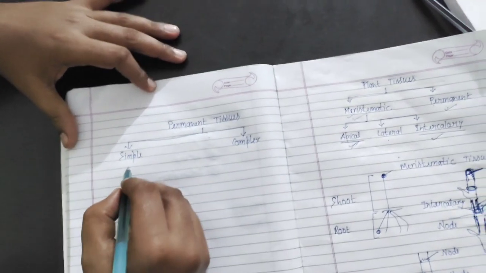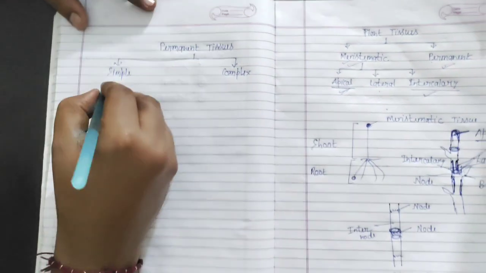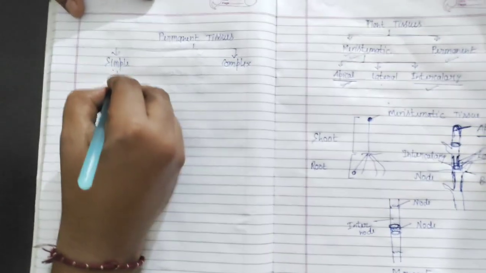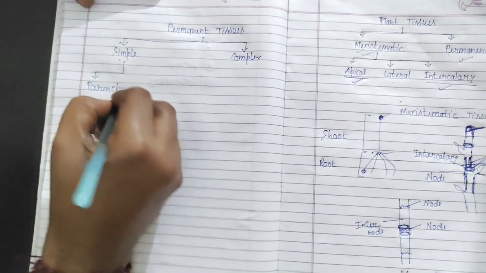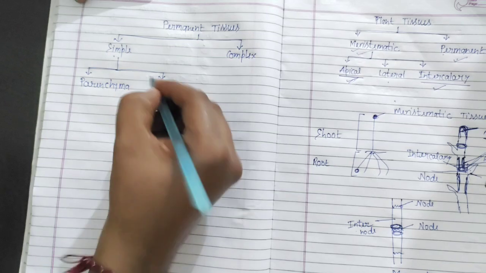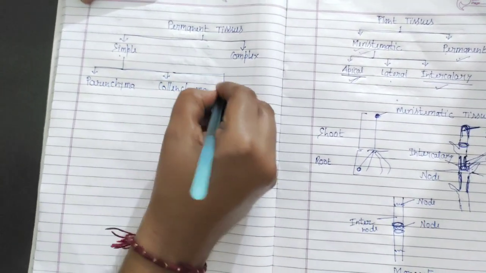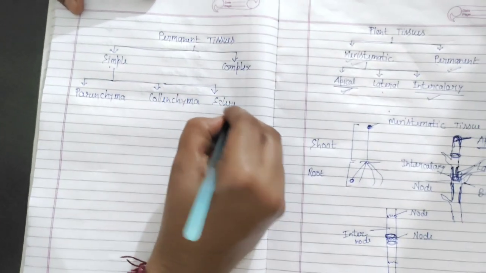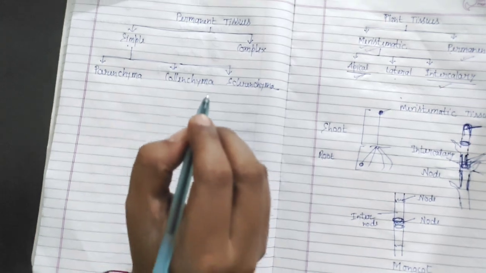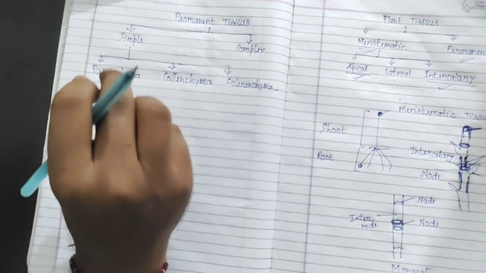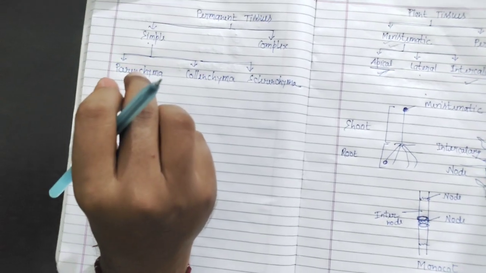Simple permanent tissues are made up of only one type of cell. They are divided into three types: parenchyma, collenchyma, and sclerenchyma. Parenchyma, collenchyma, and sclerenchyma. Okay, simple permanent. Why are they called simple? Because they are made up of only one type of cell. Are you getting it? Yes, sir.